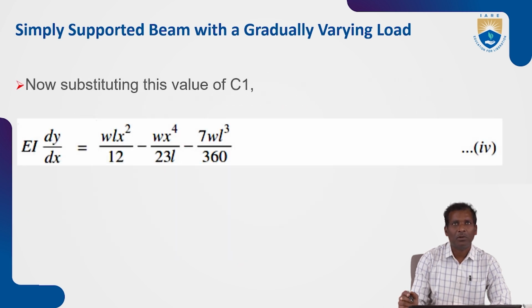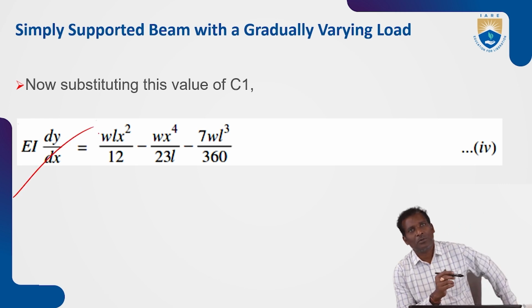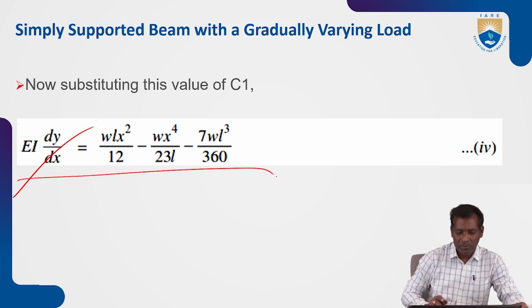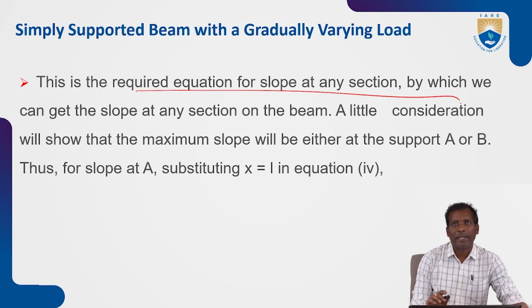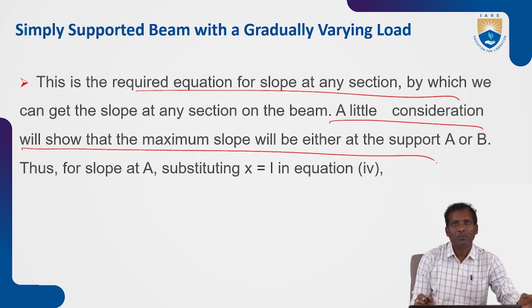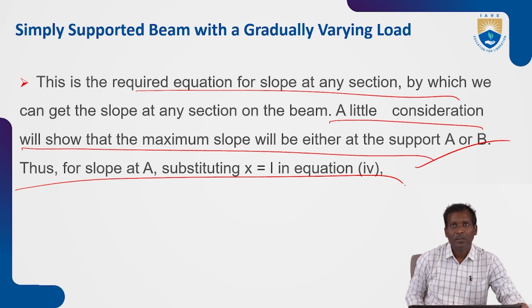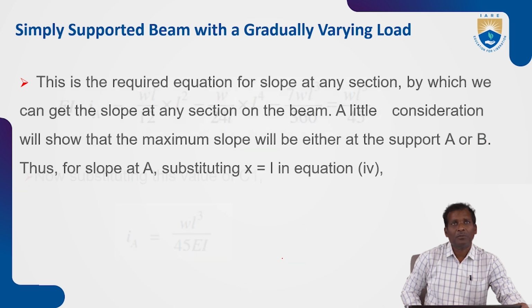So now substituting this value of C1 in this equation, you will get EI dy by dx is equal to WLx square by 12 minus Wx to the power of 4 by 24L minus 7WL cube by 360. So this is the required equation for slope at any section, by which we can get the slope at any section on the beam. A little consideration will show that the maximum slope will be either at the support A or B. Thus, for maximum slope, substituting x is equal to L in equation 4, we will get the maximum slope.